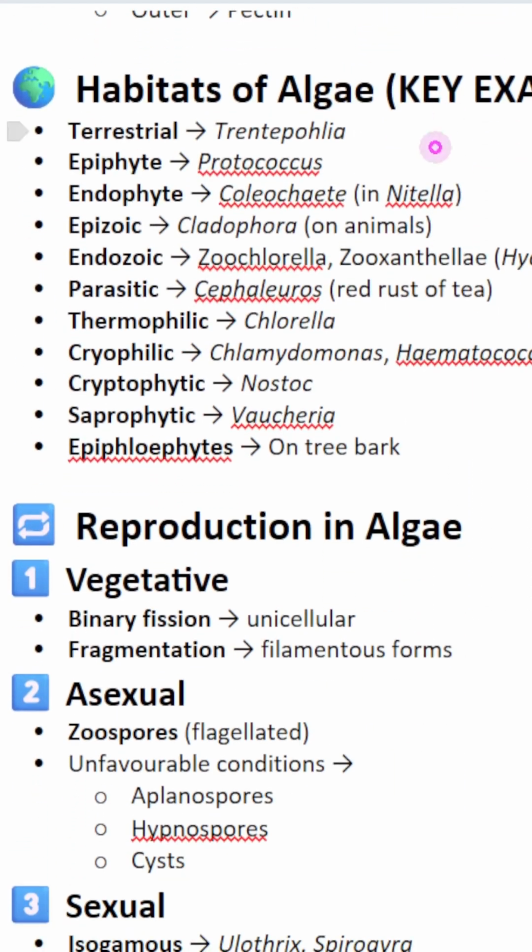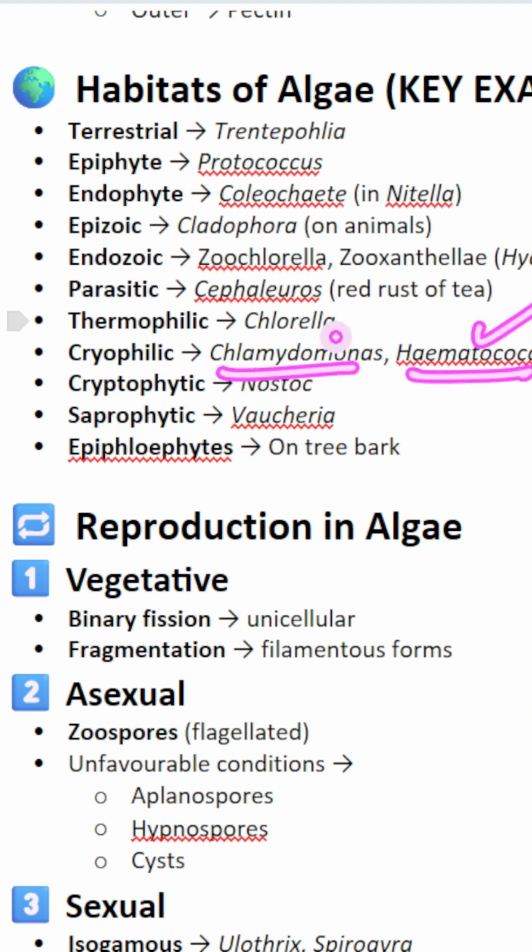And these are the basic examples. The terrestrial form is Trentepohlia, then epiphytic form, endophytic form, epizoic and Cladophora, means epizoic present on the surface of animals, endozoic present within the animal body, like inside Hydra or inside sponges, we find Zoochlorella, Zooxanthella. Parasitic is red rust of tea, which is a green alga, Cephaleuros. Thermophilic means certain Chlorella are found in high temperature. Cryophilic means these are found in snow.